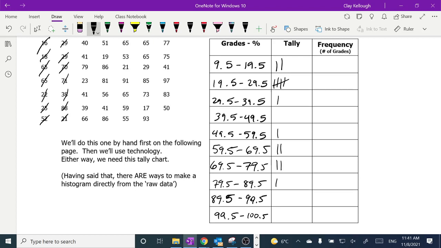Okay, so you're going to keep going. I'm going to pause the video and then fill it in, because this is not the most exciting video in the world, watching people make a tally chart. So we'll start the video again once everybody's done their tally chart.